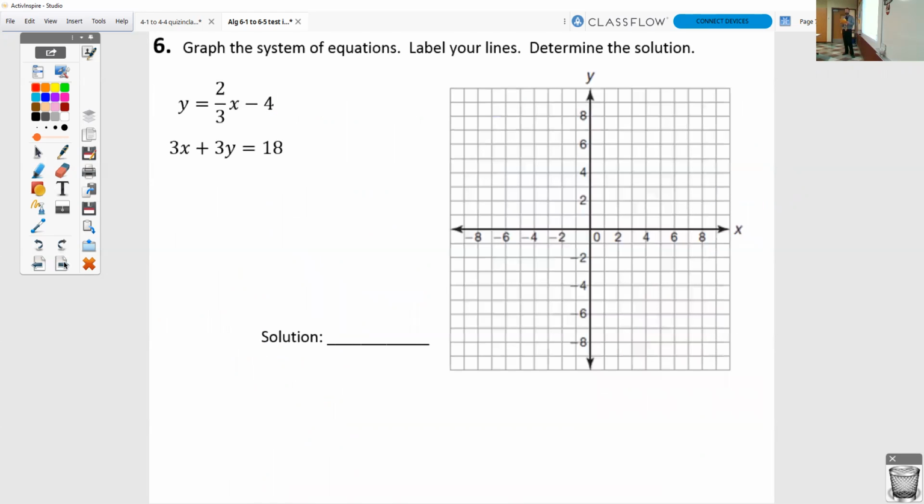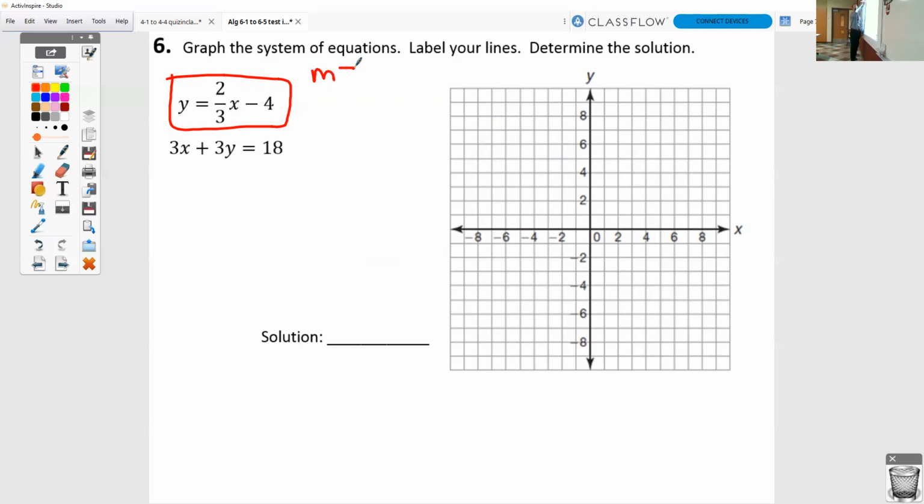Take a look at question number 6. In question number 6, again, you have your choice how you want to do this. You could graph it by hand, or you could use the calculator to help you out. First of all, you have two different equations here. Here's your first one: y equals 2/3 x minus 4.